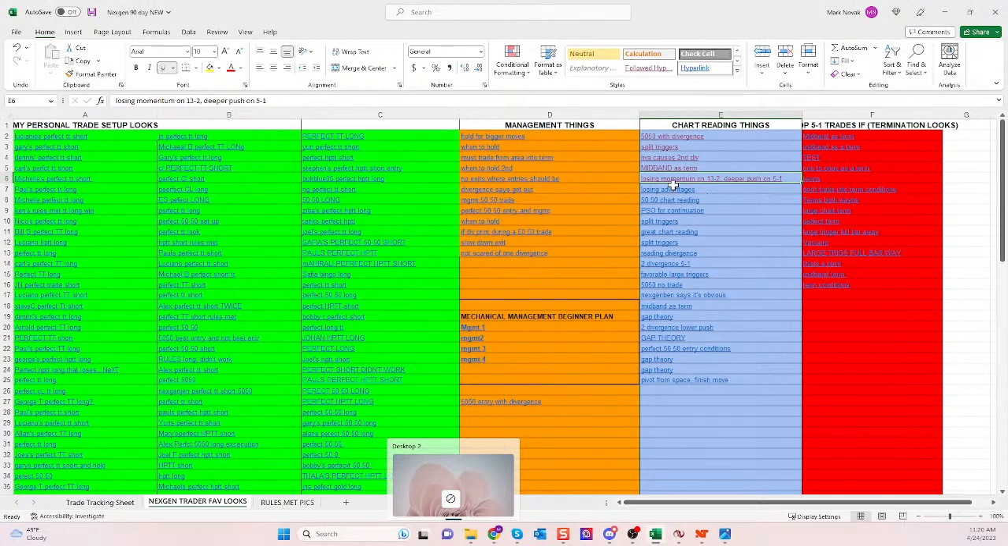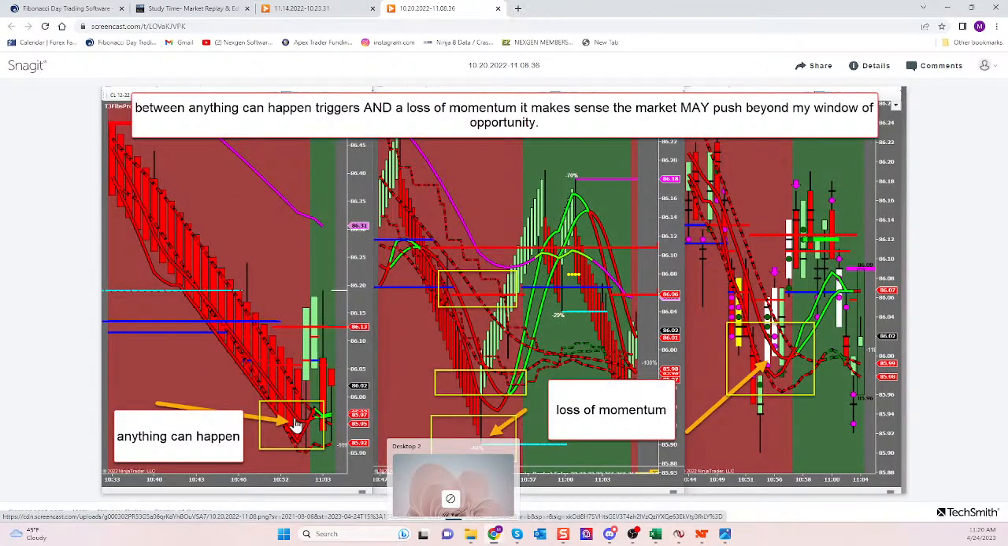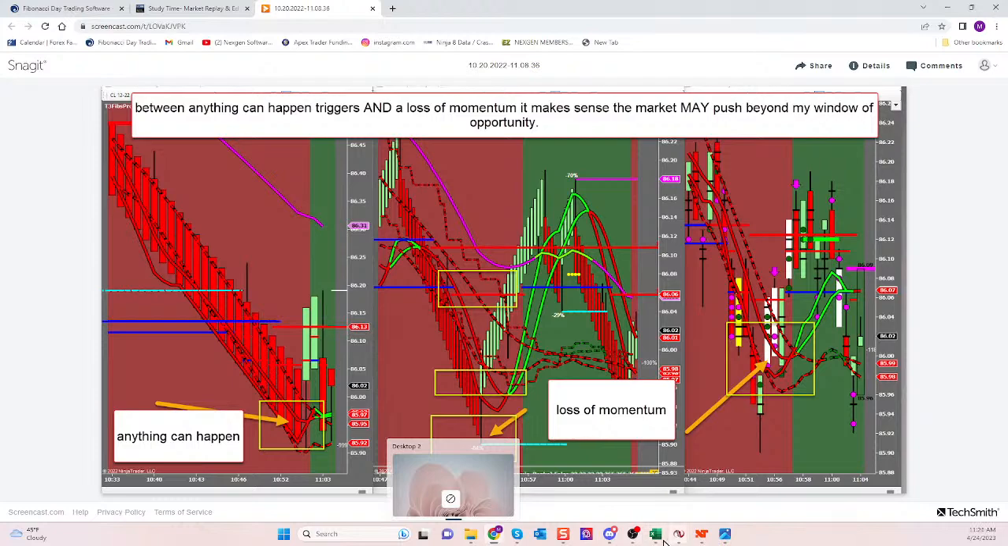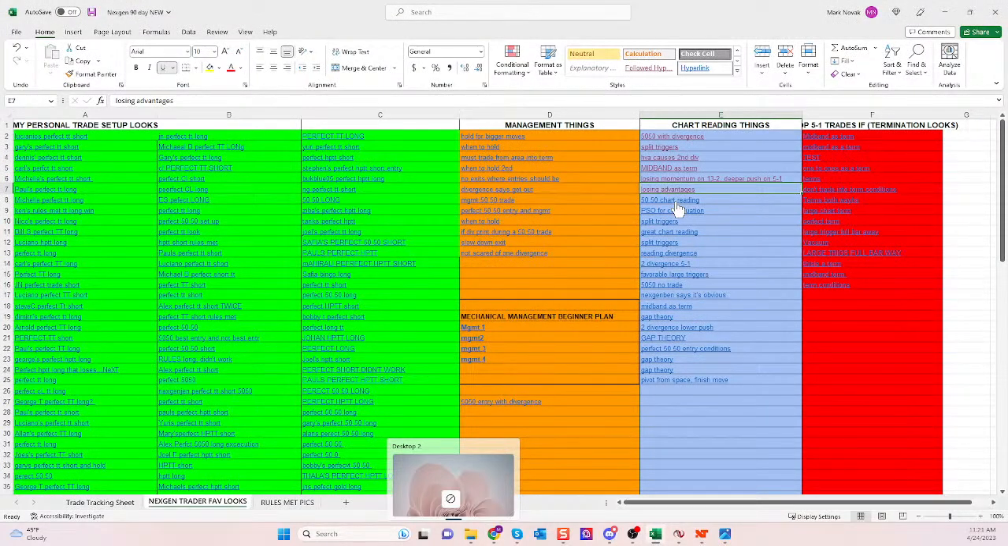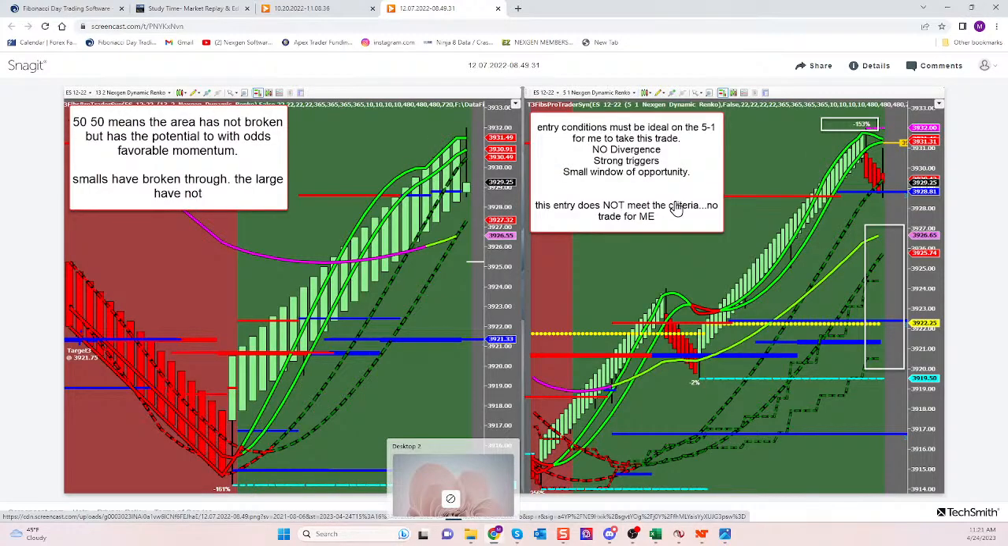Guys, see what I'm doing here? Losing advantages. Anything can happen triggers. Loss of momentum. Losing advantages coming into. Who's using their spreadsheet like this? Who's taking pictures all the time? 50-50? Divergence prints? Huge window of opportunity?